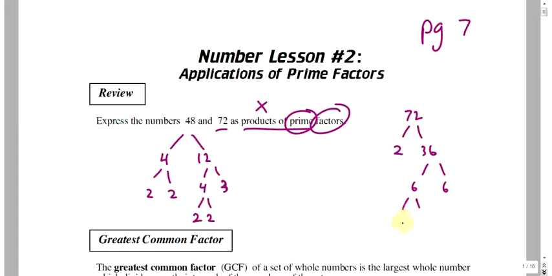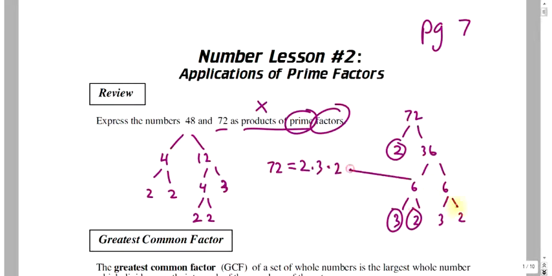All right. And those aren't prime numbers yet. That's 3 times 2, 3 times 2. And I think I'm done. Are those all prime numbers? Yeah, they're all 2s and 3s. So 72 as a product of its prime factors is 2 times 3 times 2 times 3 times 2. Okay, let's check. 6 times 2 is 12, times 3 is 36, times 2 is in fact 72.